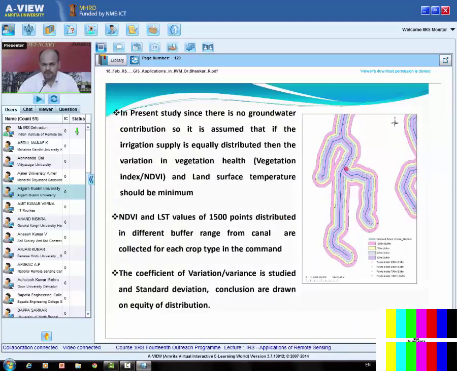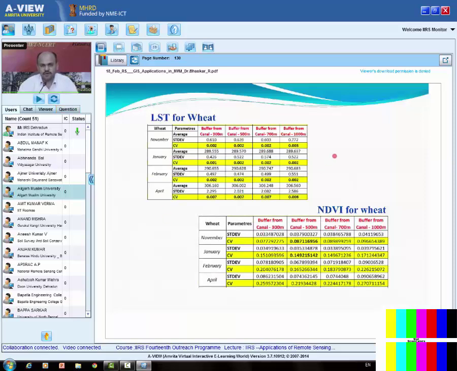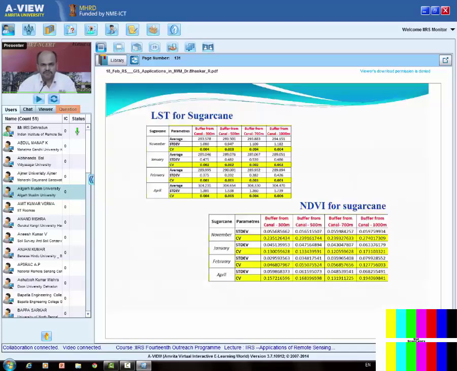So what we have done, this is a canal network. We have created buffers, maybe a 100 meter buffer, 500 meter buffer, then 1000 meter buffer, like that, 300 meter buffer. And in these buffers, we have placed 1500 points in every buffer. And for those points, we have extracted the vegetation index values, the land use type, and the LST value, and we have analyzed these values for every crop, for wheat, for other crops: what is the NDVI value, what is the LST value in different buffers.